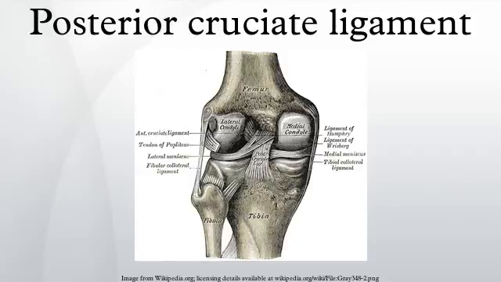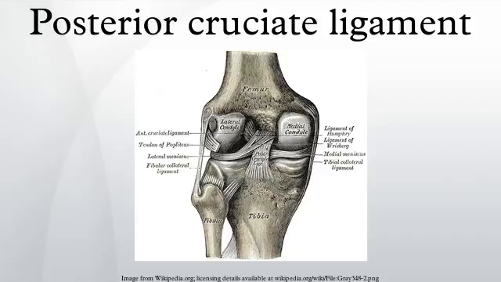The posterior cruciate ligament is one of the four major ligaments of the knee. It connects the posterior intercondylar area of the tibia to the medial condyle of the femur. This configuration allows the PCL to resist forces pushing the tibia posteriorly relative to the femur. The PCL is an intracapsular ligament along with the anterior cruciate ligament because it lies deep within the knee joint.